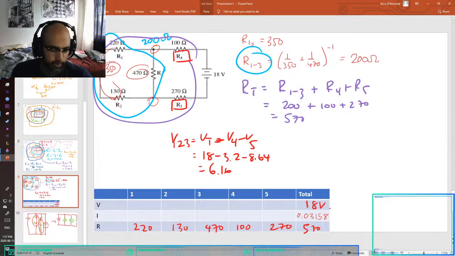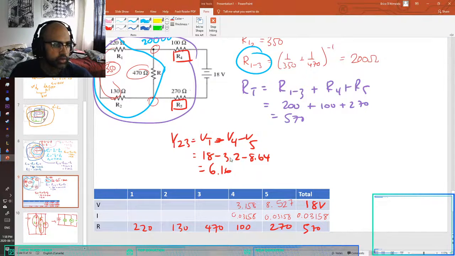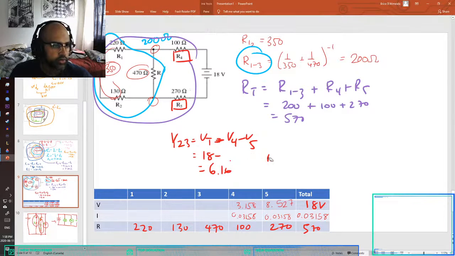0.03158. Okay, so we do that. So then we also get for 5 and 4, 0.03158, 0.03158. So then times 100, this is 3.158. 0.03158 times 270, that's the right number, yes. That is 8.527. Okay, so then I'm going to change these two here. So hopefully it was just a rounding error. Let's find out for sure.